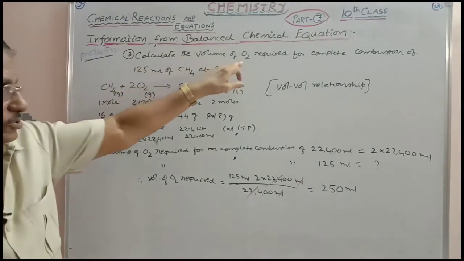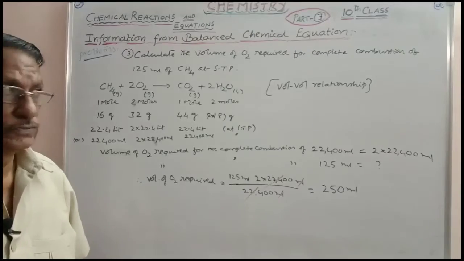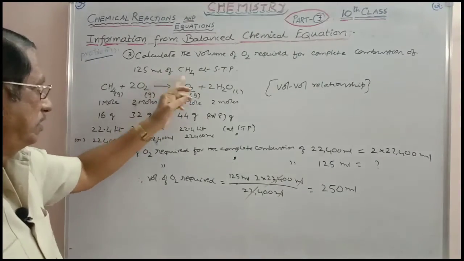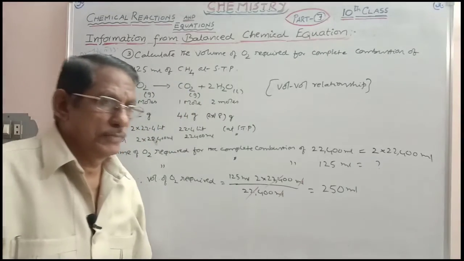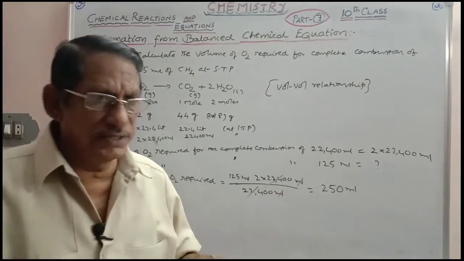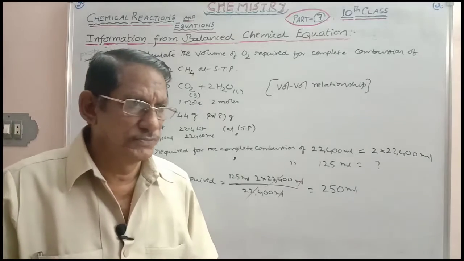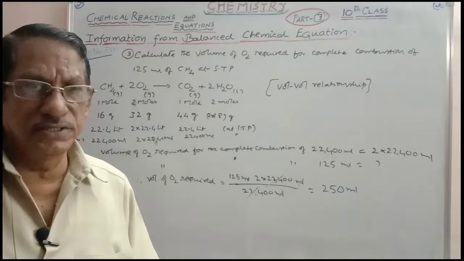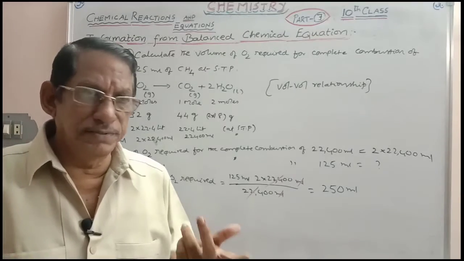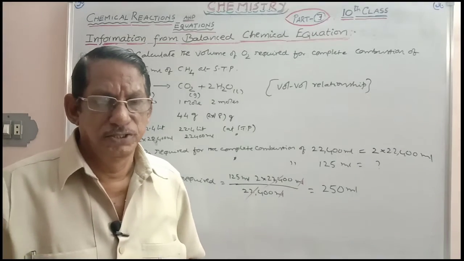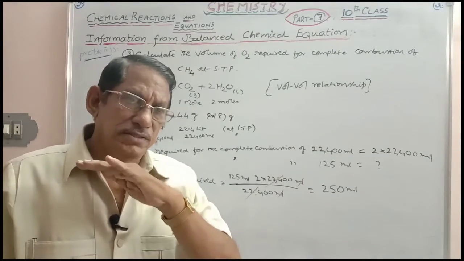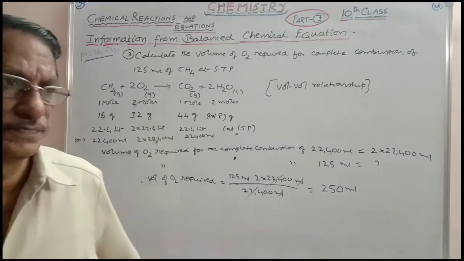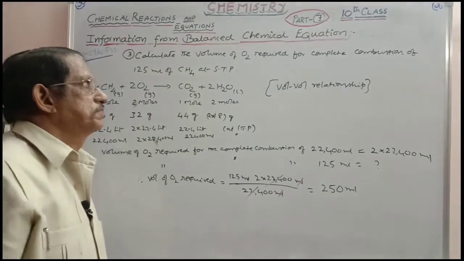Calculate the volume of oxygen required for the complete combustion of methane, 125 ml of methane at STP. Volumes should be generally measured at the same temperature and pressure. Then only the relationship holds good, because volume is easily alterable just by change in pressure or change in temperature. So whenever volume of the gas is measured, you have to express the temperature and pressure at which they are maintained. That is a must in the gas state.